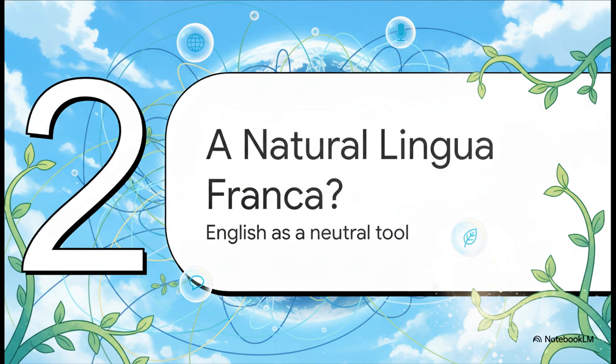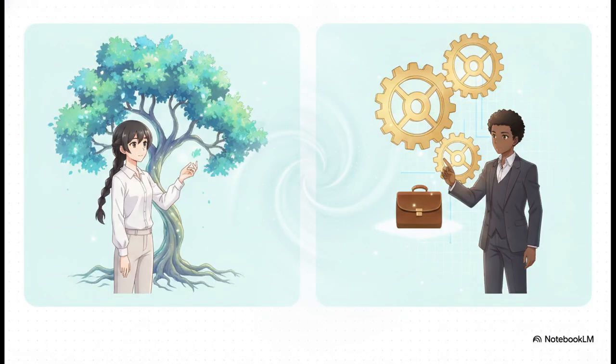Moving on to Section 2, a natural lingua franca, let's explore the perspective of English as a neutral tool. And this brilliantly illustrates a truly fascinating academic debate that sits right at the heart of our explainer. On one side, you have the prominent linguist David Crystal. He suggests the spread of English is organic, that it's driven by completely natural historical and economic factors.